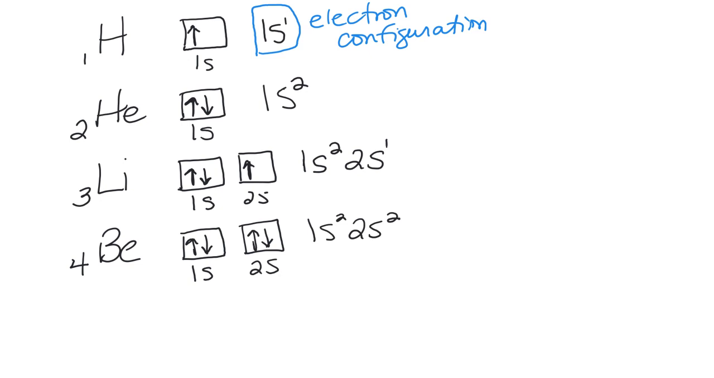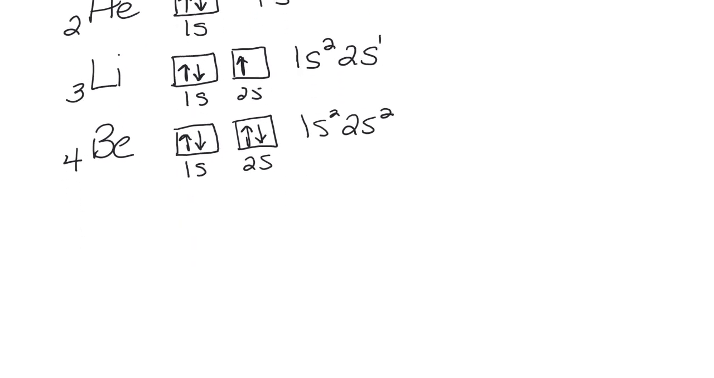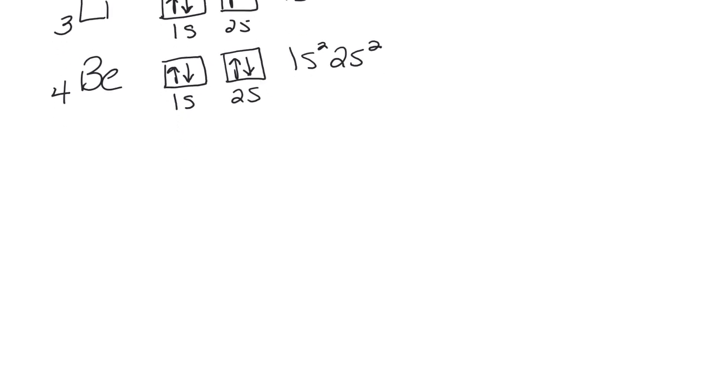So let's keep on going. The next one is boron, which has 5 electrons. So we're going to do the 1s. We're going to put the 2 electrons in there. And then 2s is the next one. We still have 1 more electron.